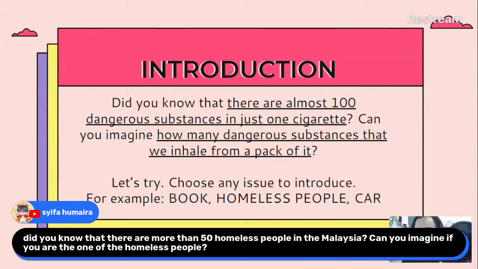Unless you want to talk about, do you know that there are more than 50 homeless people in Terengganu? And 5,000 in Malaysia, sebab negara is big. So 50 tu macam proportion tu, walaupun kita reka, tapi try to make it logic. So 50 is quite small, the number of homeless people. So kita nak bagi orang terkejut, we put, do you know that we have more than 5,000 homeless people in Malaysia? Can you imagine if you are one of the homeless people?